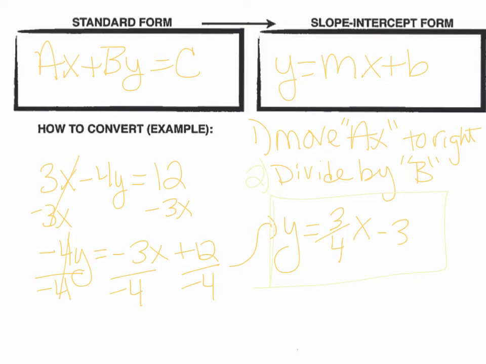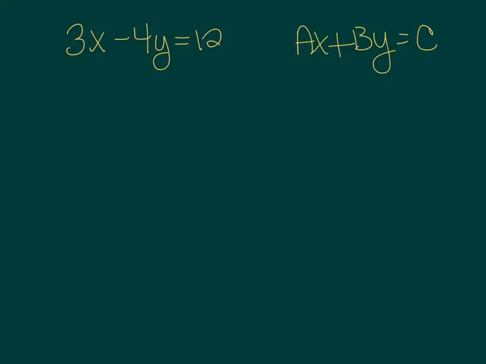We also want to be able to identify the slope and y-intercept. Well, we know the slope comes before x, it's the value before x. So my slope here is 3/4, and my y-intercept, or the b value, is negative 3. Here I want to show you an alternative way, sort of a shortcut, if you will, to find your slope and y-intercept from standard form.